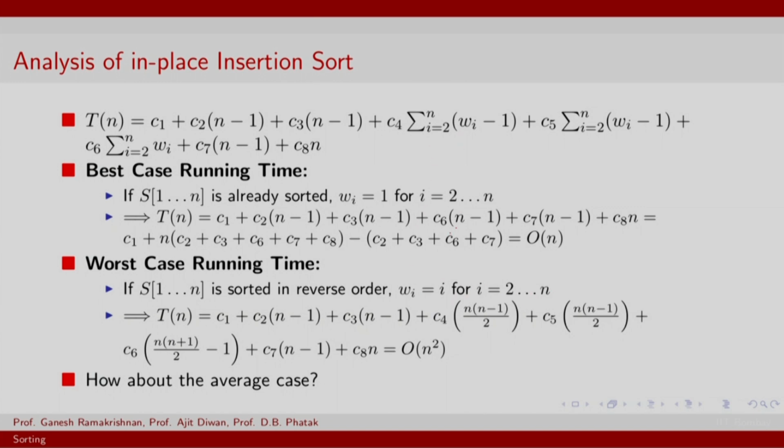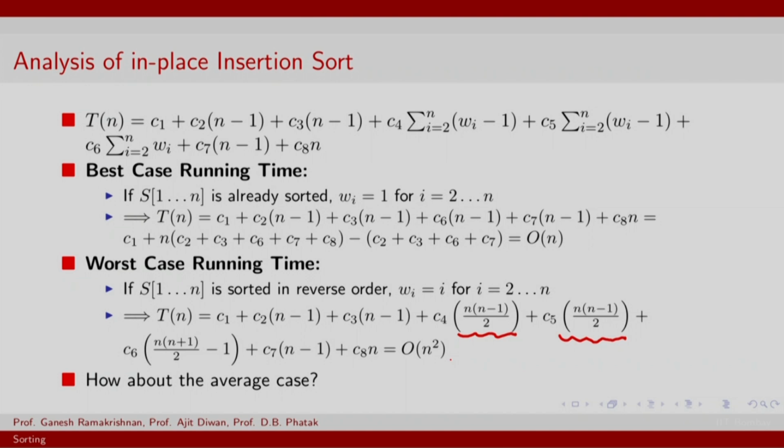Making the required substitution, you find that you will have n into n minus 1 by 2, because you are dealing with the summation of i minus 1 for i equals 2 to n. Likewise for the factor involving C5 and so on. So overall this is order n square. A question is, is there something in between? What about the average case?